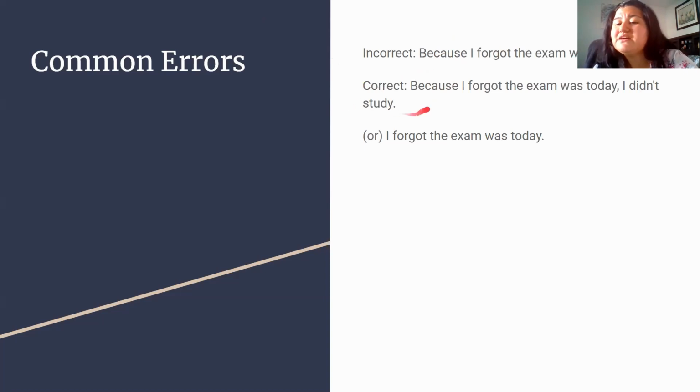So correct could be, "Because I forgot the exam was today, I didn't study." Or "I forgot the exam was today," and just take out the because, and that also works. So I know that sometimes these independent and dependent clauses are a little hard to understand, but you got this, you can do it. I promise that it's not as hard as you think, and if you think about them in terms of an independent person and maybe a baby, that can help you out a little more too.